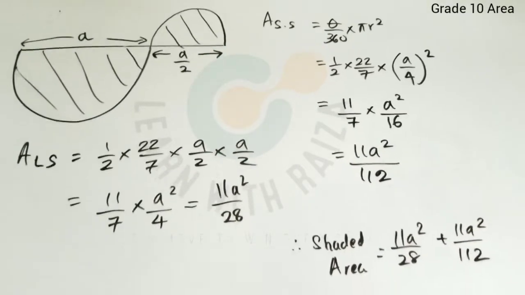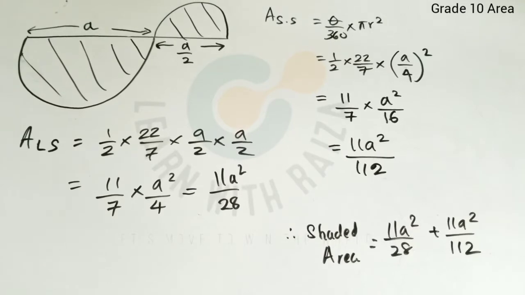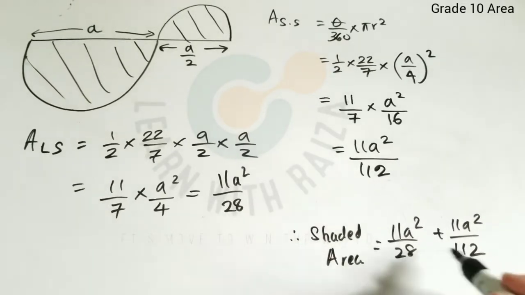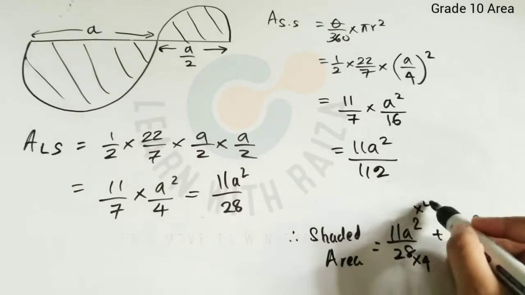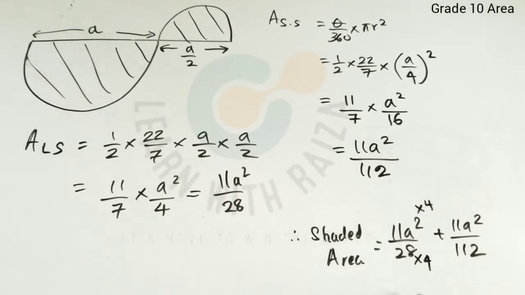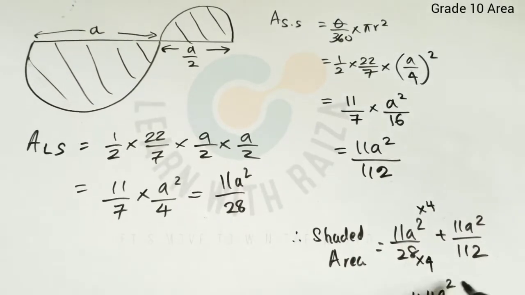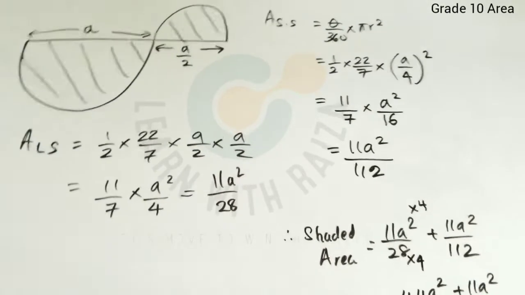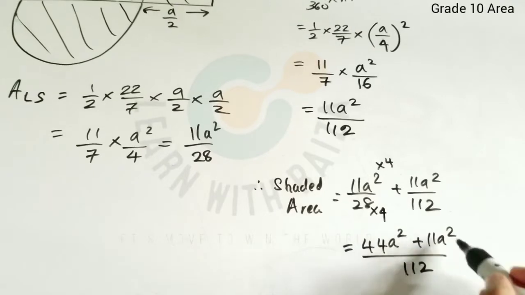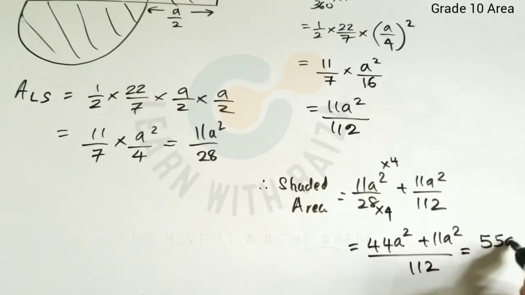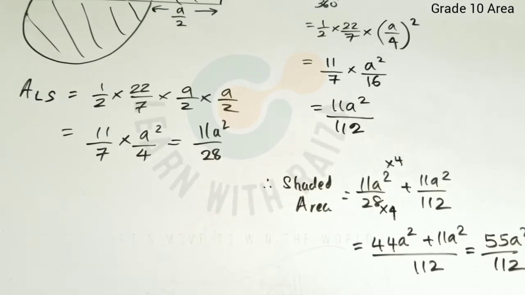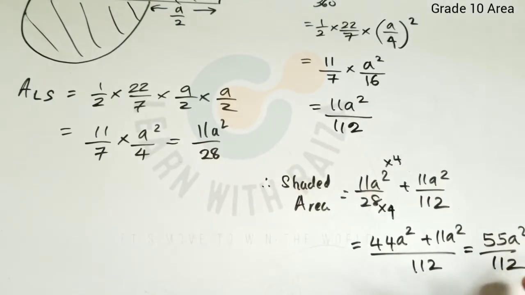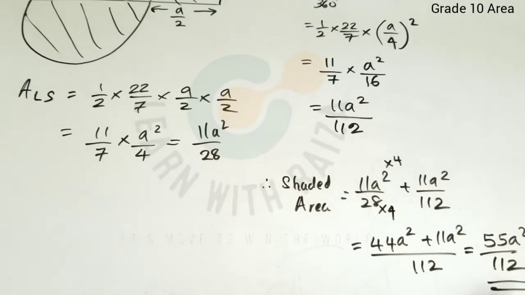Now what is the common denominator for 28 and 112? So these two you can make 112 by multiplying by 4. So you get 4 times 11, 44A squared plus 11A squared over 112. Now 44A squared and 11A squared means you can equalize to 55A squared over 112. So can we simplify 55 and 112? I don't think we can. So this will be the final answer for shaded area.